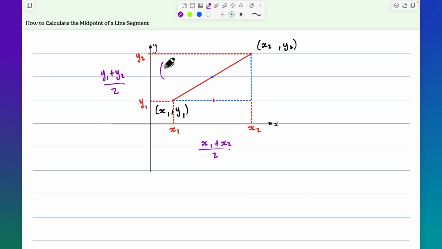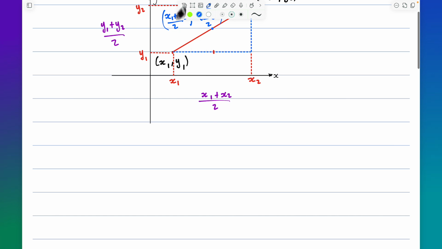The x value of your midpoint is the average of your two x's, and the y value of your midpoint is the average of your y's. And that is basically all you need to know. We could literally just end the video right here, and I would have a short video for once. But we're obviously going to go through a couple of examples.